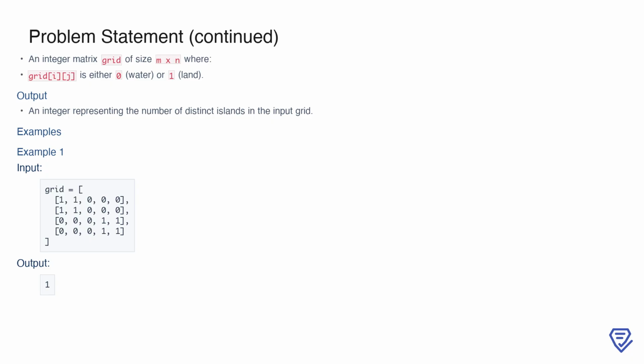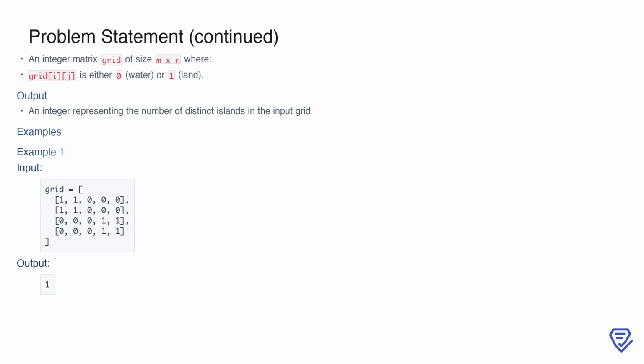The input to the problem is an integer matrix grid of size m x n. Each cell in the matrix will either contain a 0, representing water, or a 1, representing land. The output is a single integer, which represents the total number of distinct islands in the input grid. Let's look at an example to understand this better.